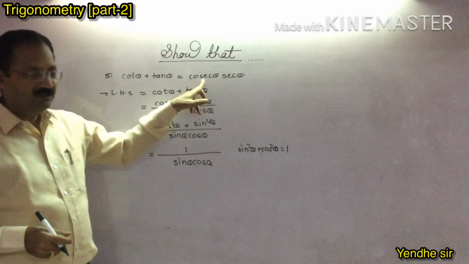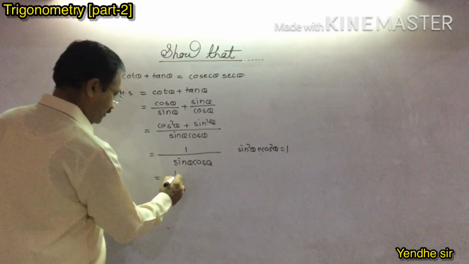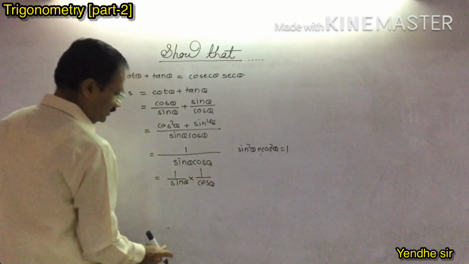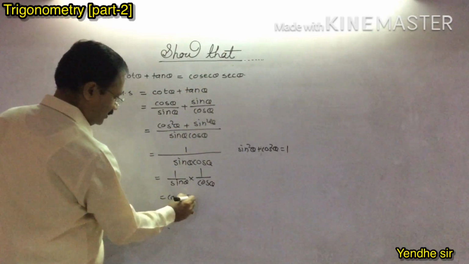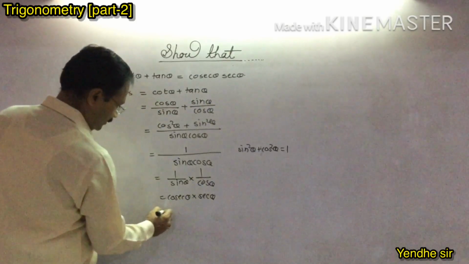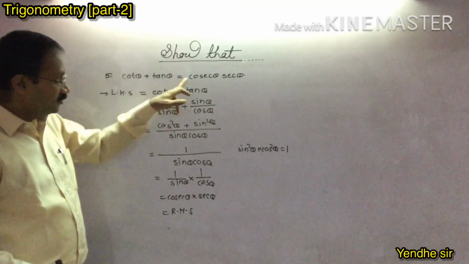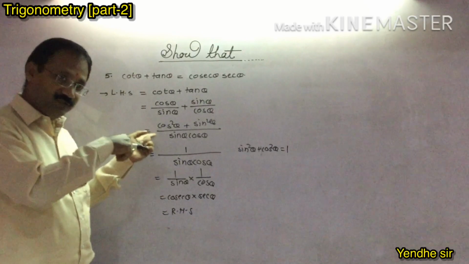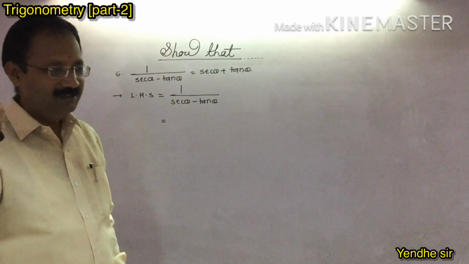Which is the last rule, rule number 6, our target. So this is our target. Is it related to this one? Yes. I am going to split it first. 1 upon sin theta into 1 upon cos theta. So we know that 1 upon sin theta means what? Cosec theta. And 1 upon cos theta means what? Sec theta. Equal to RHS. Always remember that cosec theta means 1 upon sin theta. So you must know 1 upon sin theta means what? Cosec theta. Okay?